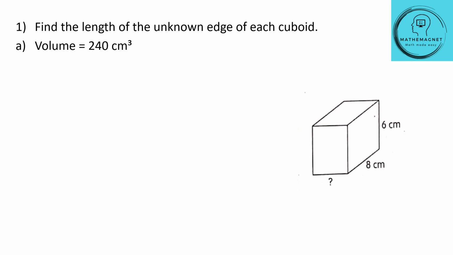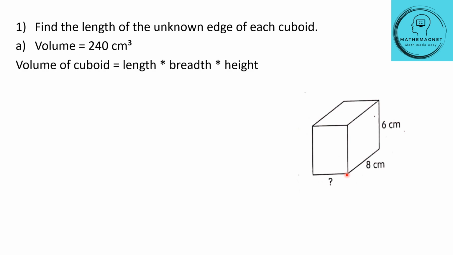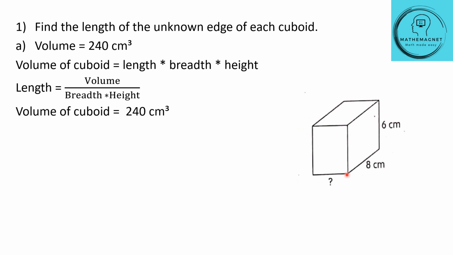Now this is the cuboid image that they have given. They have given the breadth as 8 centimeters and height as 6 centimeters. They have asked for the length. Now they have given the volume as 240 centimeter cube. Now we all know volume of a cuboid is length into breadth into height. So length will be volume divided by breadth into height. Now we know volume is 240 and breadth is 8 centimeter and height is 6 centimeters. So 240 divided by 8 into 6 will give you your length, which is equal to 5 centimeters.